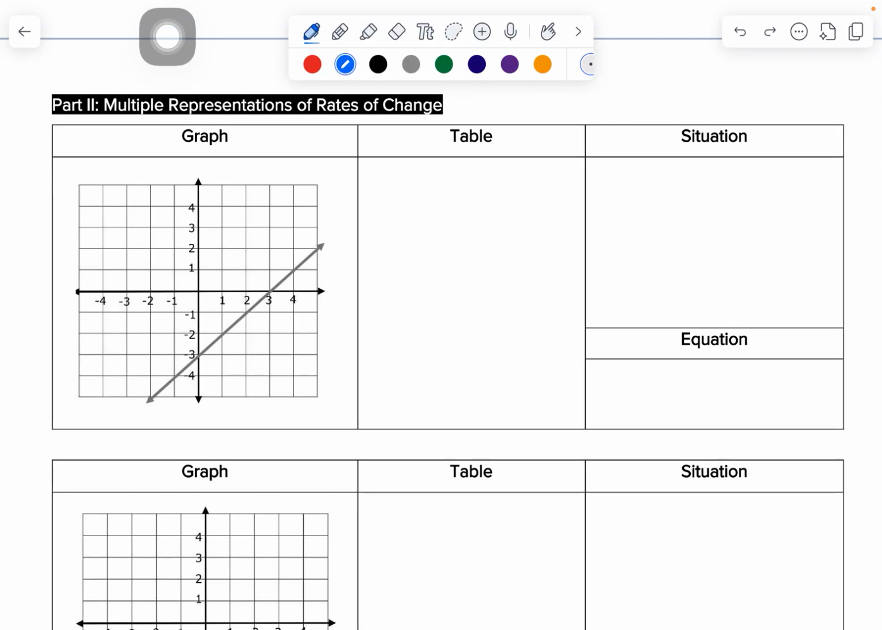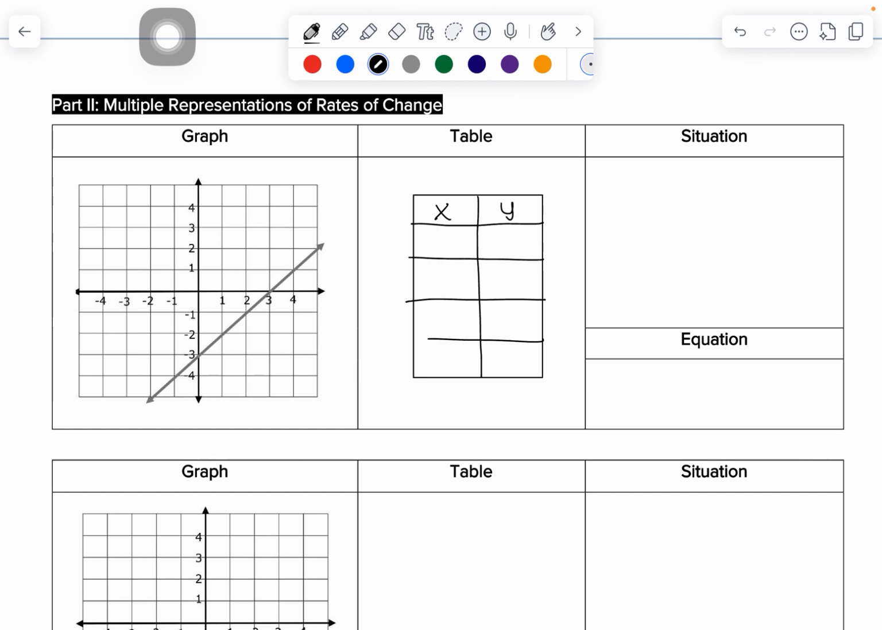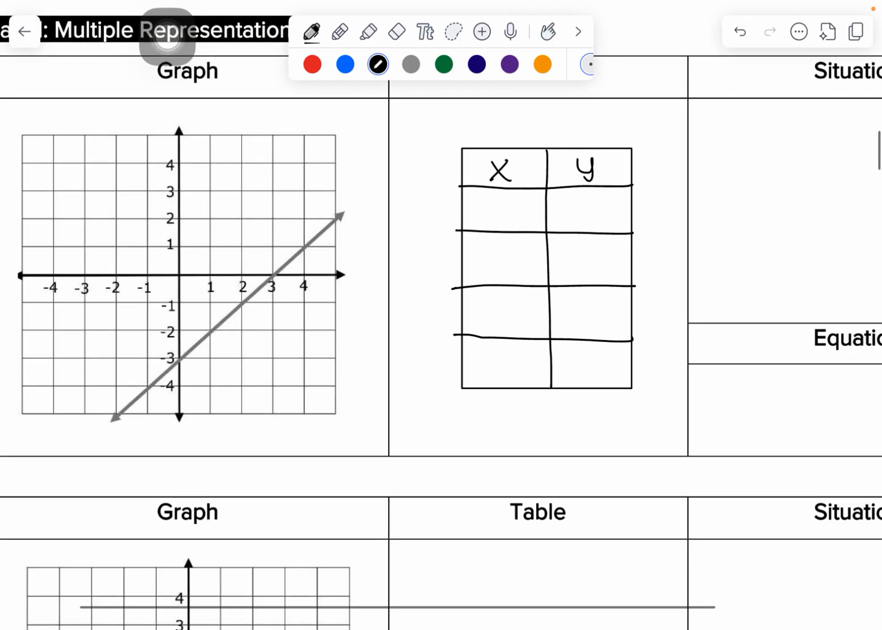If we're given a graph, you can create a table listing your x and y values. You don't have to, but this can be helpful for you to find, or if you don't understand something. With this one, you'll be able to visualize. And then let's graph some points in our graph. I'm going to graph this one right here, and this one.